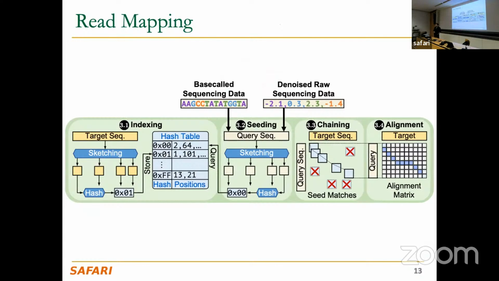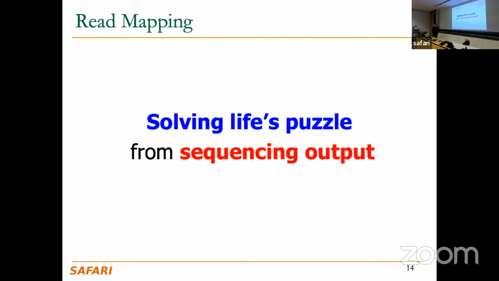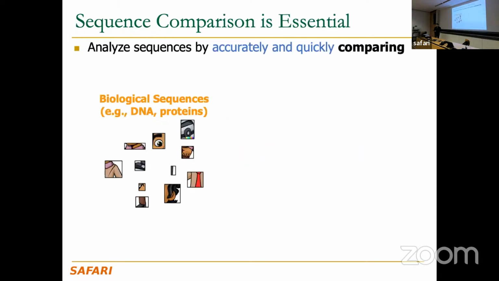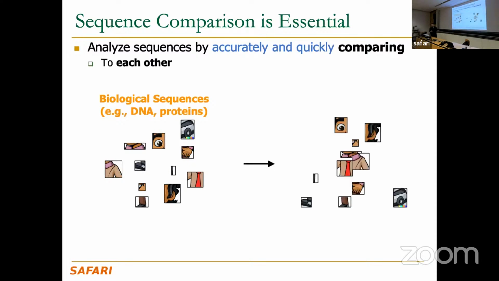So let's continue with read mapping. The goal of read mapping is, in a sense, to solve life's puzzle from the sequencing output. As I said, we have the fragments of your genome, we don't know their origin, and they can contain errors, right? I like to make this analogy where these DNA fragments are the pieces of the puzzle. Your goal is to solve that puzzle. To solve this puzzle, you can compare these fragments, these DNA reads, to each other, so that you can understand what this picture looks like.